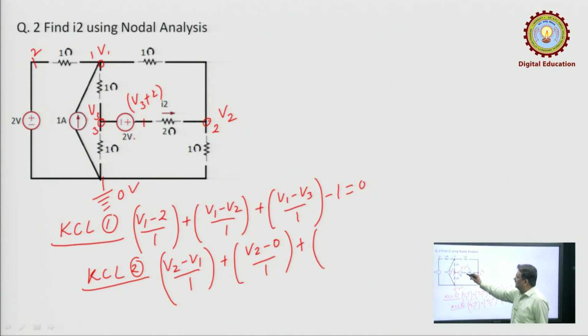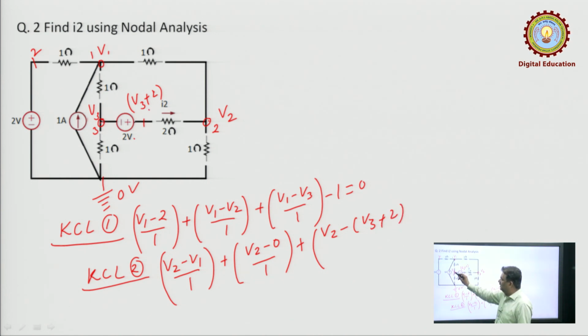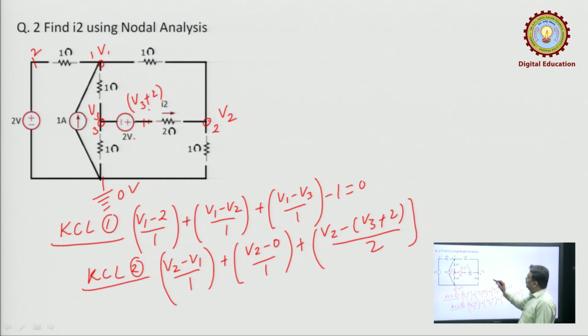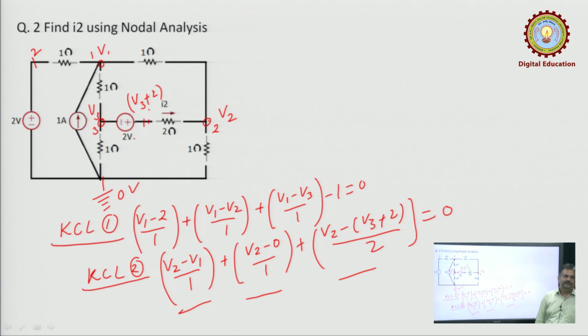V2, that is difference of voltage V2 minus V3 plus 2, because the voltage of this point is V3 plus 2. V3 is known here, minus 2 plus 2. So, V2 minus V3 plus 2 divided by 2. 1, 2, 3, 3 branches, summation of 3 currents must be 0. So, this is the KCL equation at node number 2.